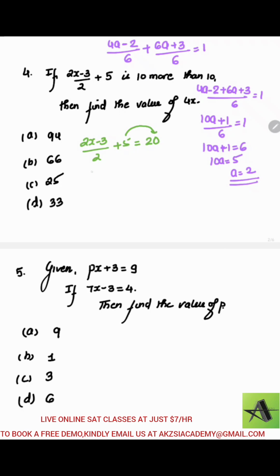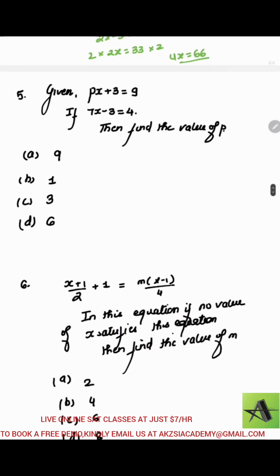Transpose 5 here. 2x minus 3 over 2 is equal to 15. Multiply both sides by 2. 2x minus 3 is equal to 30. 2x is equal to 33. They are asking you to calculate 4x. If 2x is equal to 33, then for 4x, multiply both sides by 2. So 4x is equal to 66. Answer is B. Moving on to the next one.